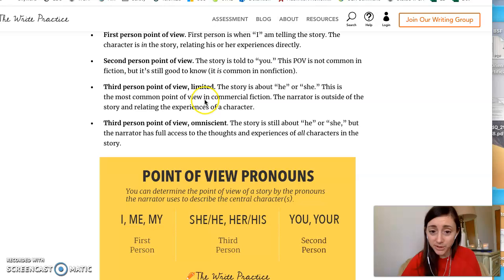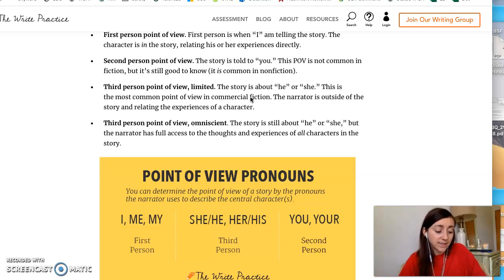Okay, third person point of view. There are two different third persons. One is limited and one is omniscient. Limited is about he or she. This is the most common point of view used in fiction. The narrator is outside of the story and they're telling the experiences that the character has. The limited aspect means that the narrator is removed from the internal workings, processes, and thoughts of the characters.